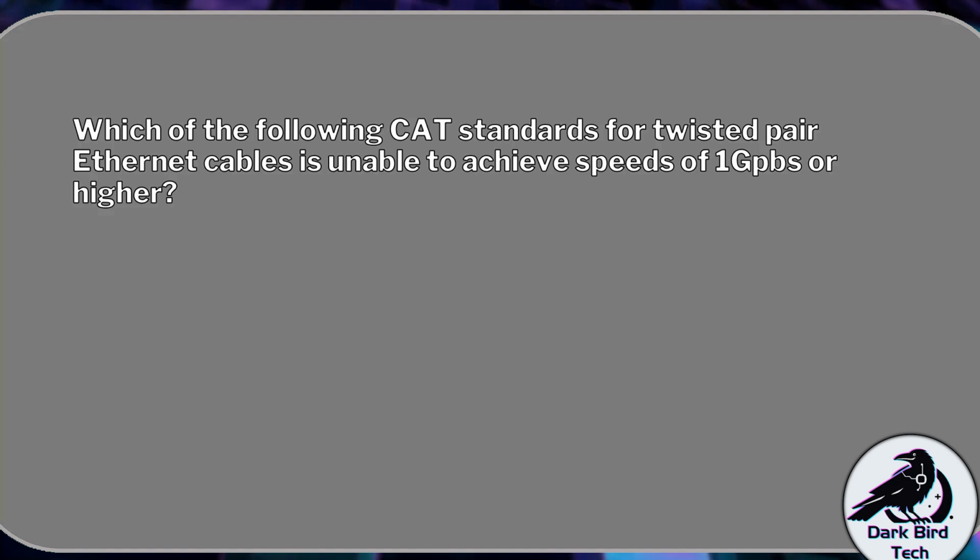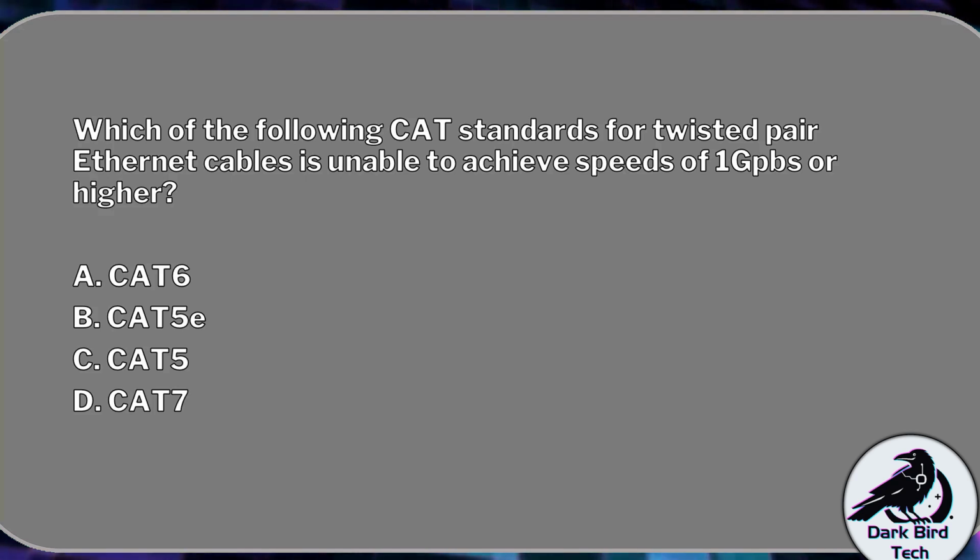Moving along. Which of the following CAT standards for twisted pair Ethernet cables is unable to achieve speeds of 1 gigabit per second or higher? So again, another networking question, checking do you know your physical networking thingies. So we've got Cat6 cabling, Cat5e, Cat5, and Cat7. So let's list the speeds if you can't remember them. Cat6, you're looking at a solid 1 gigabit per second. So we're looking for something that can't get to 1 gigabit per second.